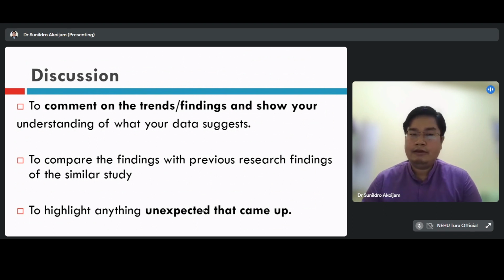And a very important thing is to highlight anything unexpected that comes up. Means if you are coming out with a certain finding that is totally unexpected, that will be the most important value that your research paper will bring in. So you have to highlight those unexpected findings if they come up.